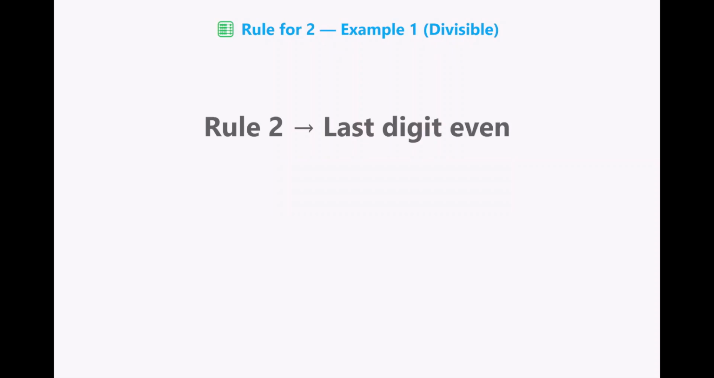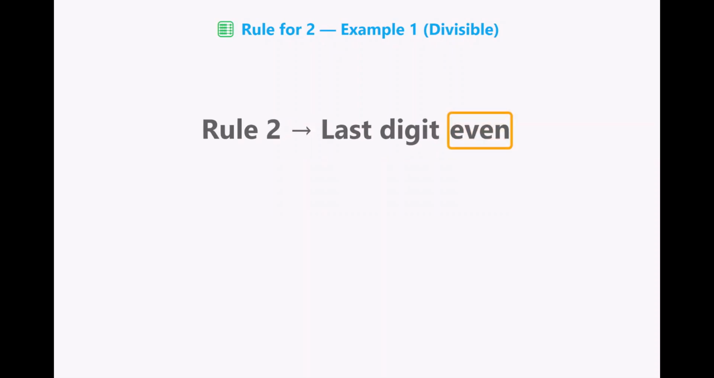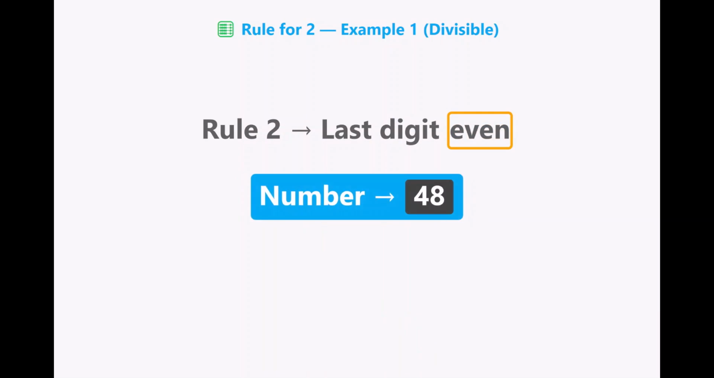Rule for 2. A number is divisible by 2 if its last digit is even. Here's our example number. Let's check the last digit. The last digit is 8, which is even. So 48 is divisible by 2.